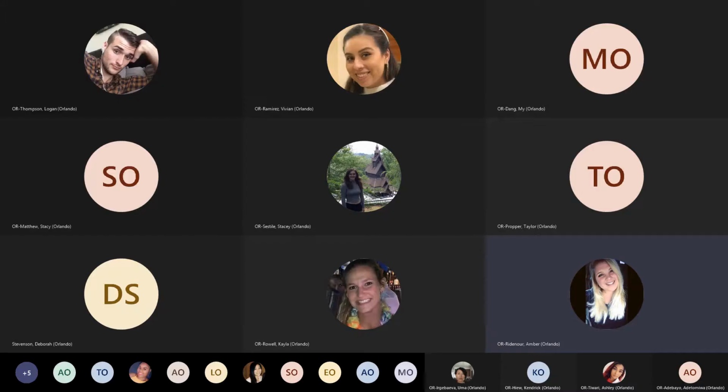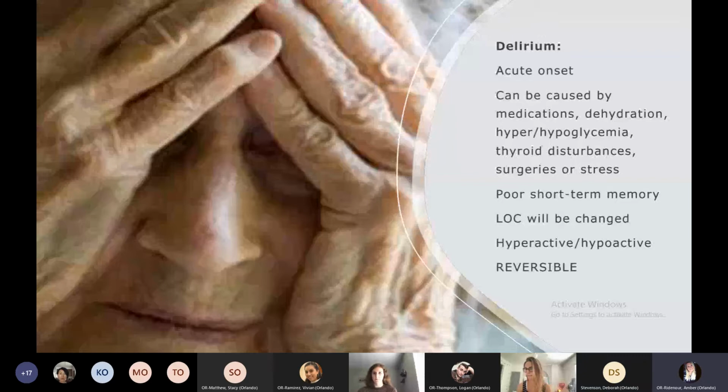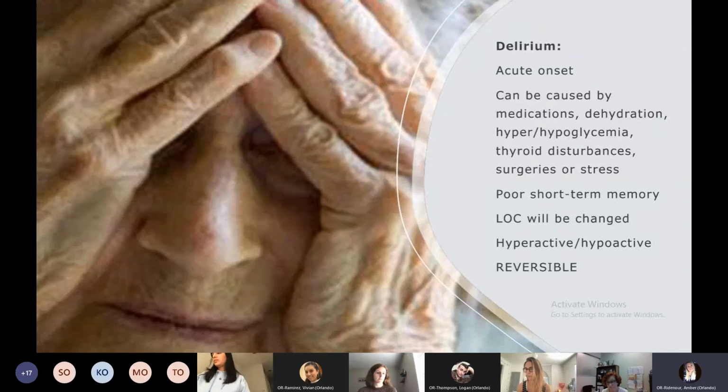So delirium, first we're going to define the differences between delirium and dementia. Delirium is an acute onset. It can be caused by medications, dehydration, hyper and hypoglycemia, thyroid disorders, surgeries, or stress. The main difference in delirium is that level of consciousness will be changed, and it also affects poor short-term memory. Patients can be either hypoactive or hyperactive, and this condition is reversible.